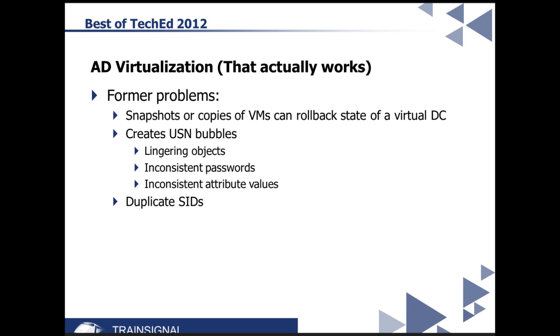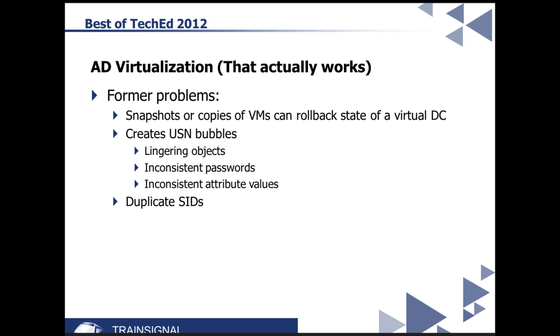All right, now let's talk about Active Directory virtualization. As I mentioned, it has problems. In the past it has had problems. And a lot of those problems had to do with snapshots, which is where you take a snapshot of a point in time of a domain controller. It's not so much taking the snapshot, it's rolling it back to that snapshot. That causes all kinds of weird problems.